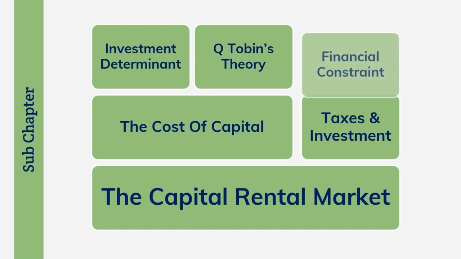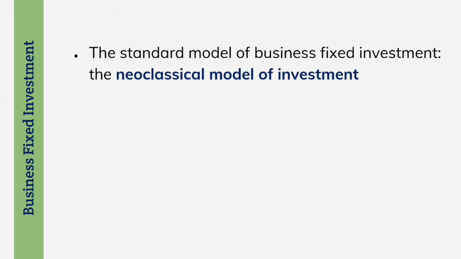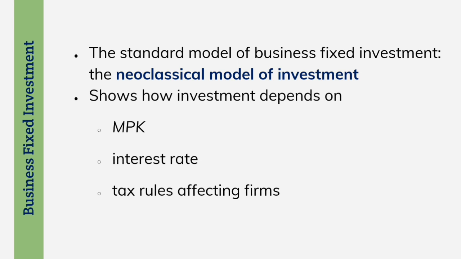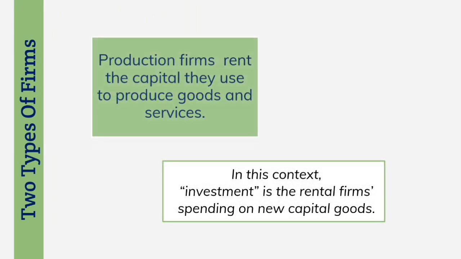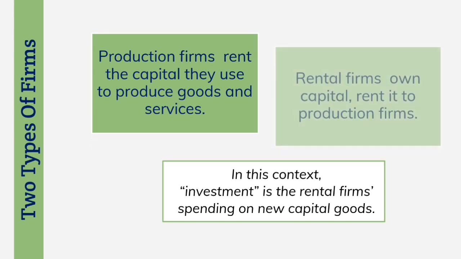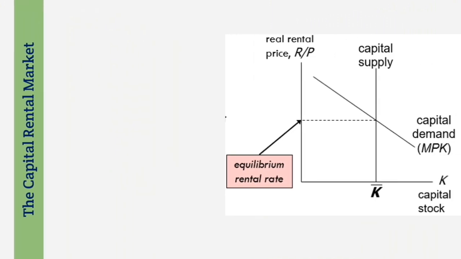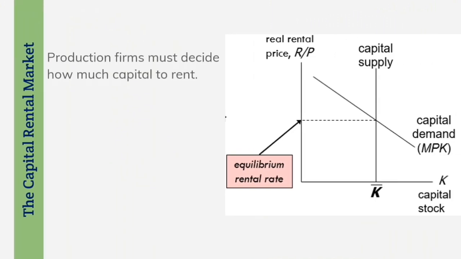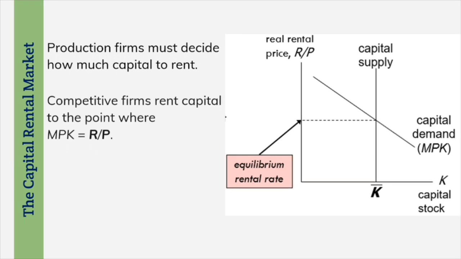We can say the standard model of business fixed investment is the neoclassical model of investment. It shows how investment depends on the MPK, the interest rate, and the tax rules affecting firms. To develop this model, imagine there are two kinds of firms in the economy. Production firms rent the capital they use to produce goods and services, and rental firms rent capital to the production firms. So in this context, investment is the rental firms' spending on new capital goods.